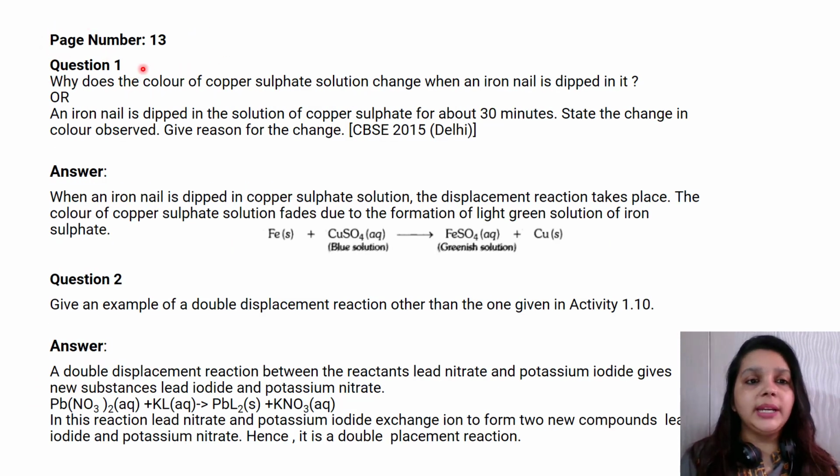Question number 1. Why does the color of copper sulfate solution change when an iron nail is dipped in it? This question was reframed and asked in CBSE 2015 Delhi. An iron nail is dipped in the solution of copper sulfate for about 30 minutes. State the change in color observed. Give reason for the change. Alright. So whenever an iron nail is dipped in copper sulfate solution, a displacement reaction takes place, right? The color of copper sulfate solution fades due to the formation of light green solution of iron sulfate.